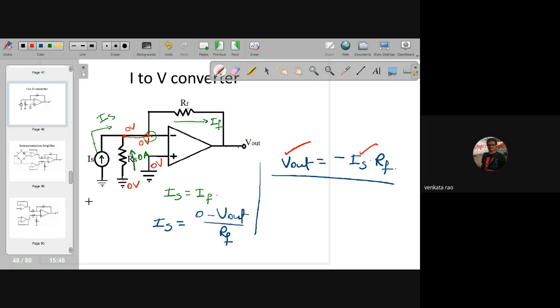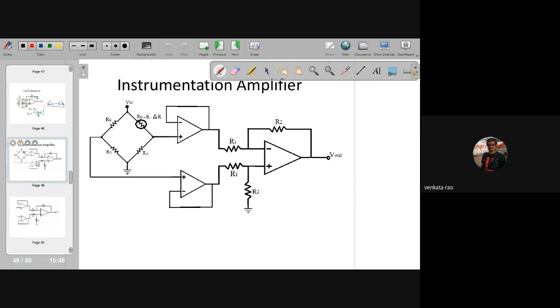Next I am going to the instrumentation amplifier. So this is the instrumentation amplifier. So RD is equal to R plus R minus delta R, plus or minus delta R. See, this is the instrumentation amplifier. First of all, what is the necessity to go for an instrumentation amplifier?